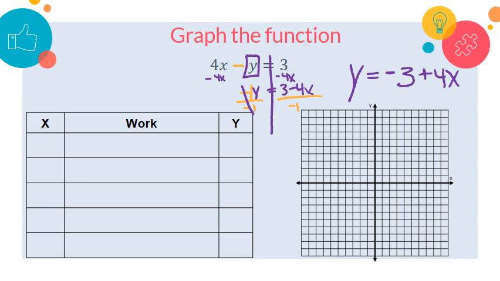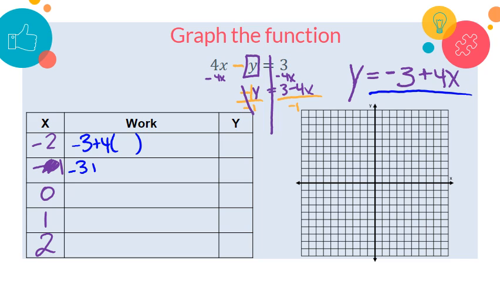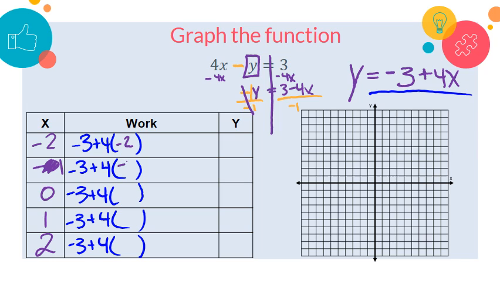All right, second step, use or choose 5 x values. Oops, I don't know why I put a 0 there. So do negative 2, negative 1, then 0, then 1, then 2. I'm going to write my rule for my work. Negative 3 plus 4 parentheses. So wherever there's an x, I need a blank spot. So I'm going to repetitively write this down. Wherever there's an x, there's a blank spot, and wherever there's a blank spot, I'm going to put my x value.